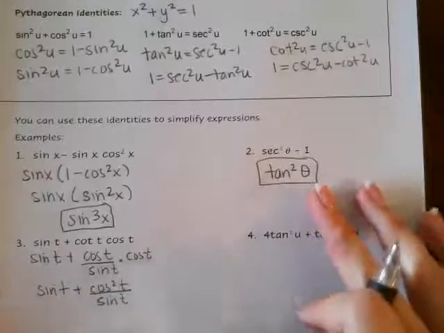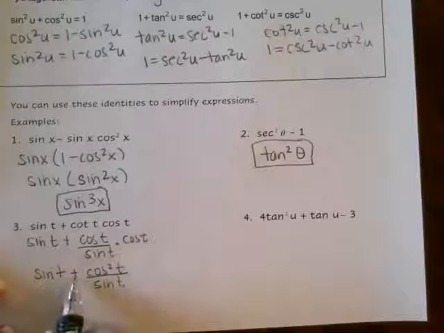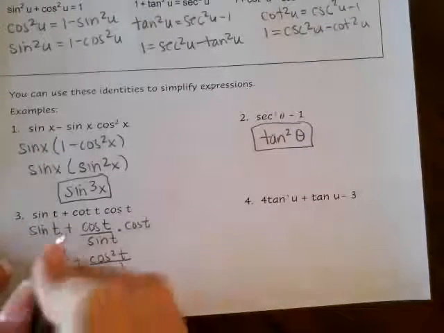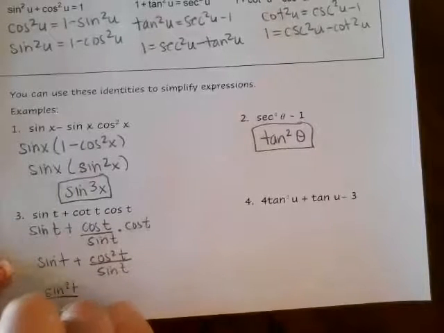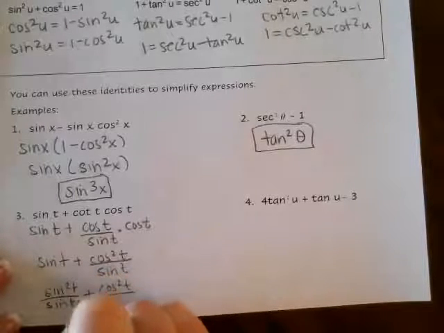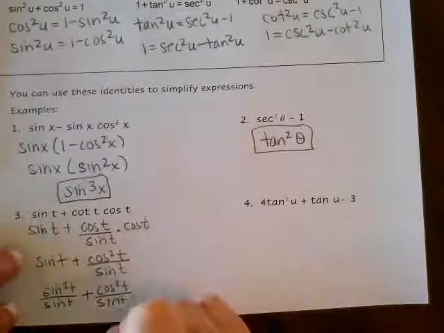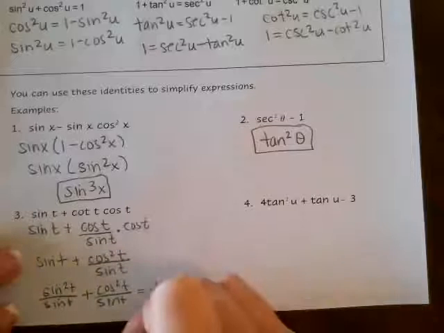over sine of t. At this point, you need to remember some of the stuff from way back when we worked with rationals. In order to put these two together, because there's an addition, we have to have a common denominator. So I would get a common denominator of sine t. So I multiply sine times the top and sine times the bottom. Now they have a common denominator. And so I keep the denominator and I add my numerator.